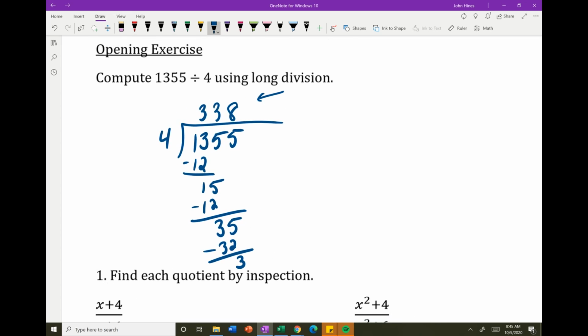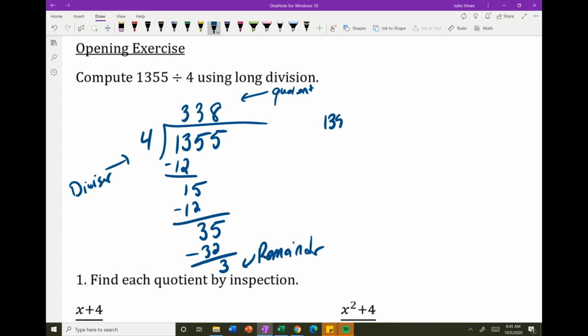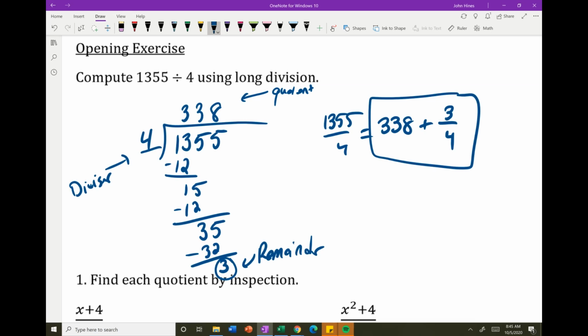So my quotient is 338. My remainder is 3, and I have a remainder of 3 because my divisor of 4 can't divide that. So the way that we write our answer, 1355 over 4, is really equivalent to our quotient plus I still have 3/4 left over. It's 338 plus remainder over divisor. That's how we're going to be writing our answers: quotient plus remainder over divisor. That's how we're going to be writing our answers when we work with polynomials.